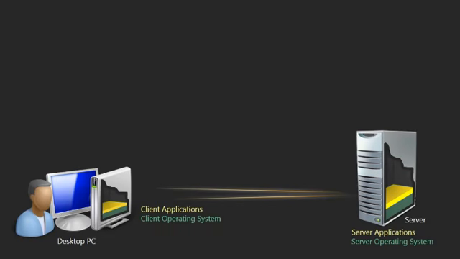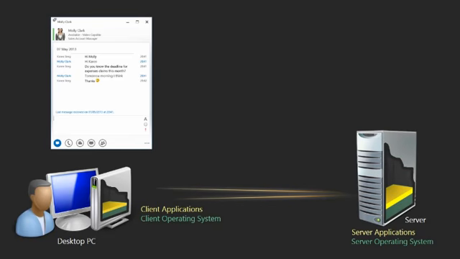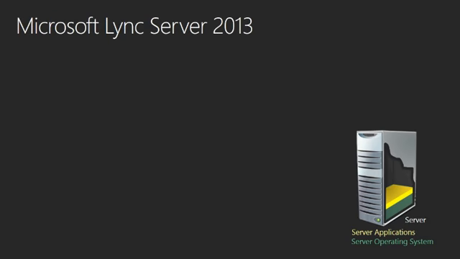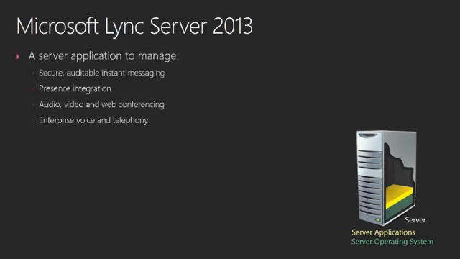Here's our end user again, but this time he's sending an instant message, and he's using Link, the client application, to do that. But as with Outlook, Link can't work alone. There has to be something on the server to make it work, and that something is a product called Microsoft Link Server. In summary, Link Server is the server application which manages instant messaging, presence, so that's the coloured blobs which indicate whether a user is online or away, etc., web conferencing and telephony.